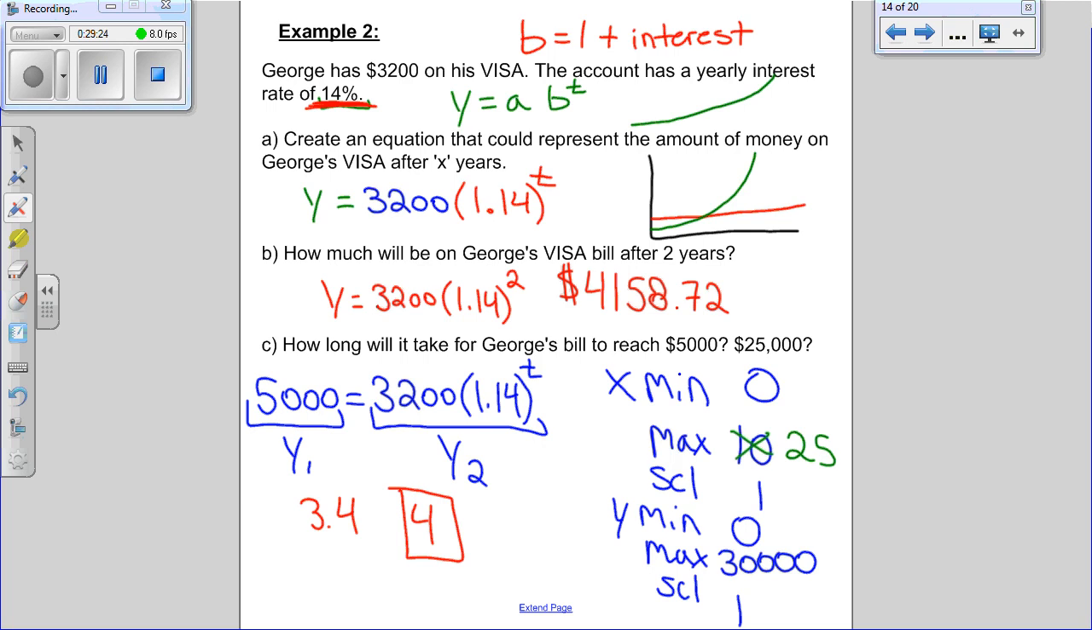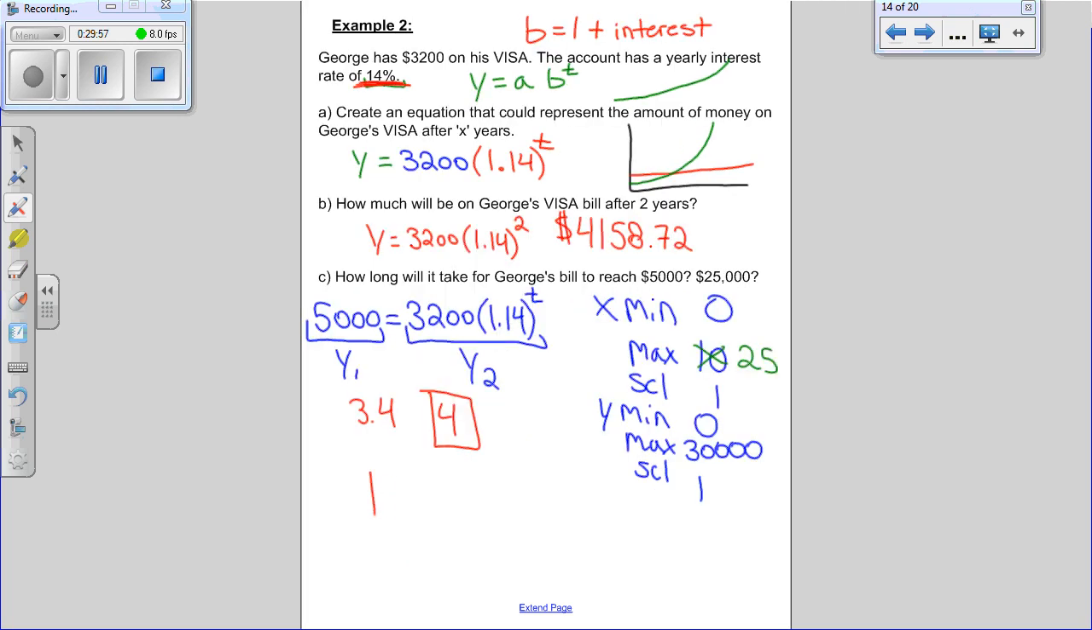The second one, if you do 25,000, you just have to change Y1 to be 25,000. And then you again are going to go second trace intersect and see where they meet each other. You go second trace intersect. And they would cross each other at 15.689 years. So that means in the 16th year, it would hit $25,000. We'd have to round up.